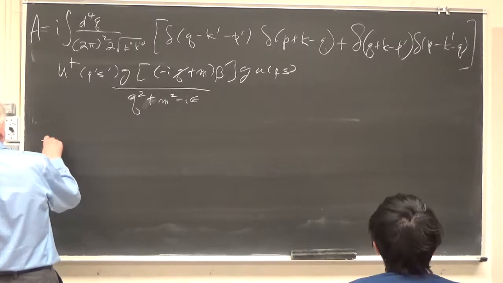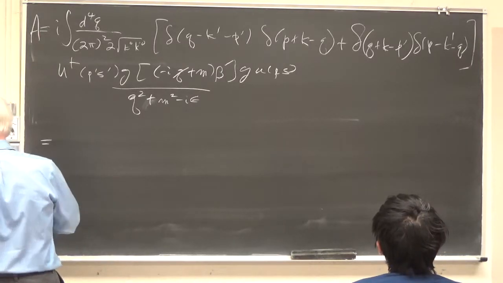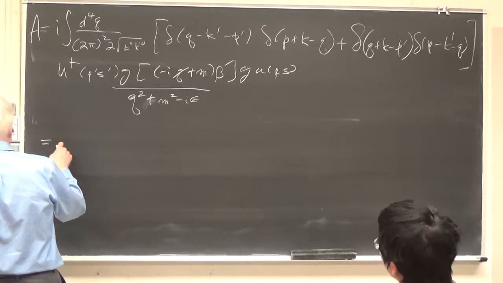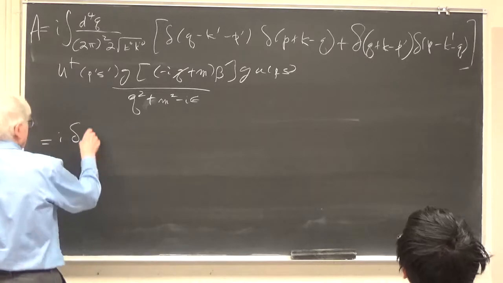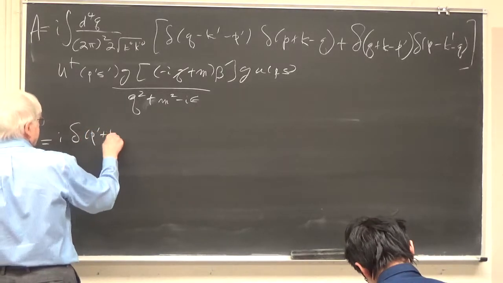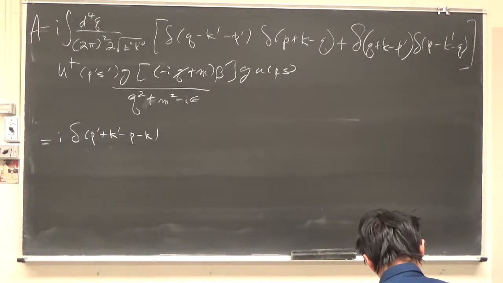We get, also let me just do this. Okay, we get that A is equal to I, and then the leftover delta function is the same. It's p prime plus k prime minus p minus k. This is energy momentum conservation.